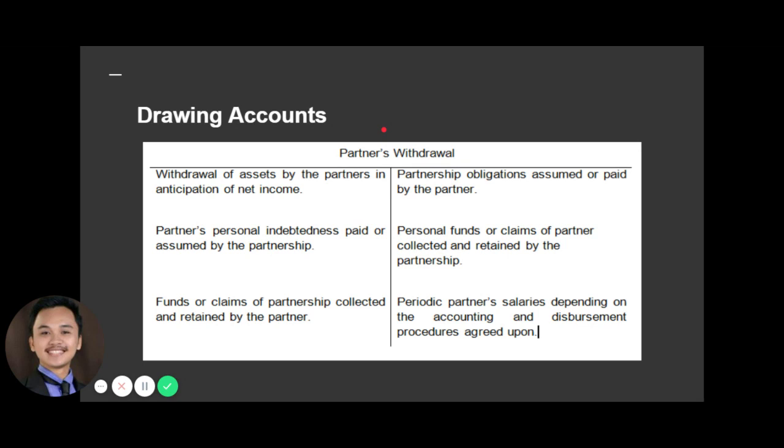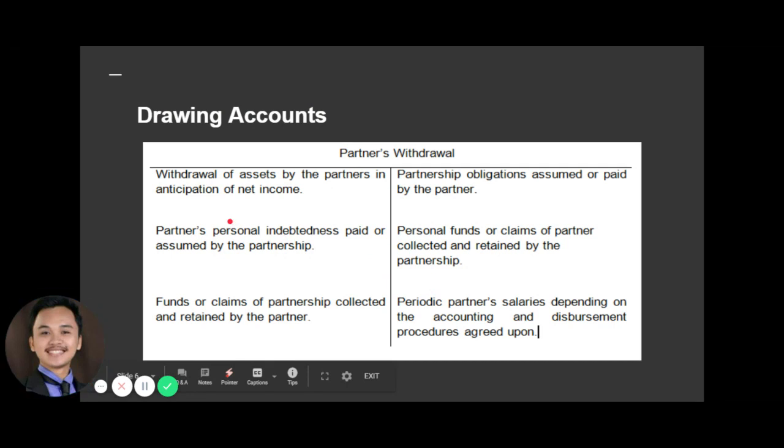What is the normal balance of partner's withdrawal? Again, the normal balance of your partner's withdrawal or partner's drawings is debit. So all items located on the debit side of the partner's withdrawal account increase your drawings, and the items located on the credit side are items that decrease your partner's drawings.